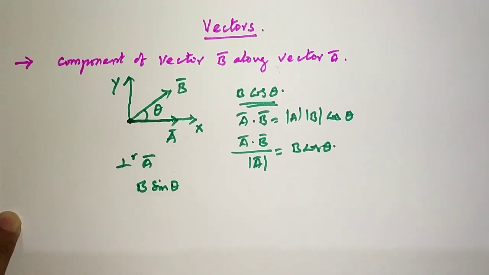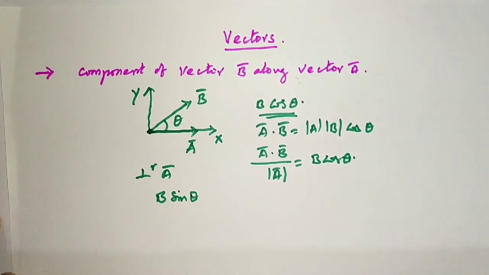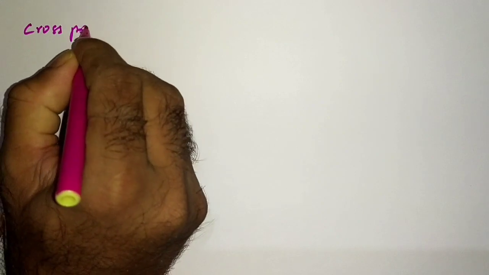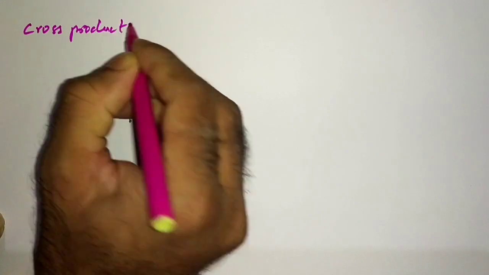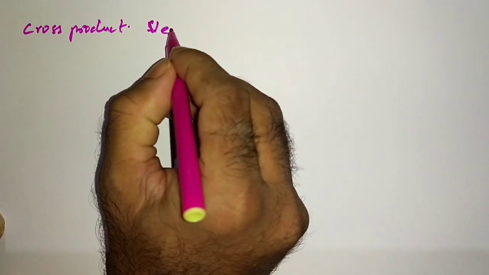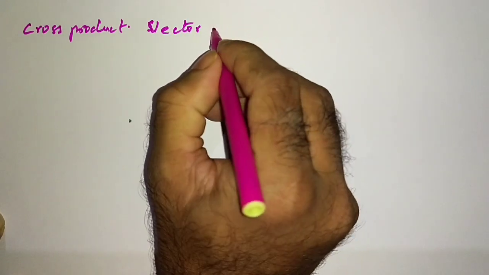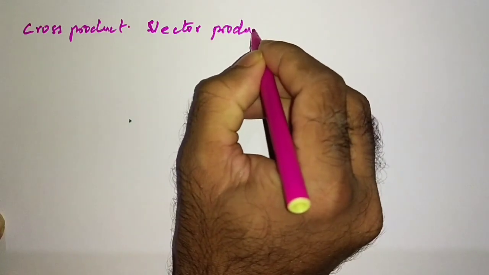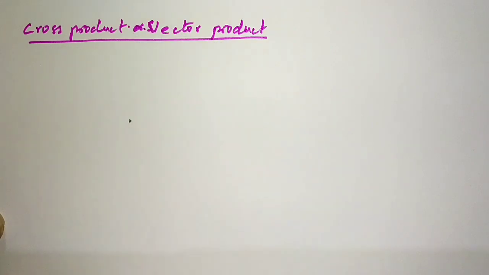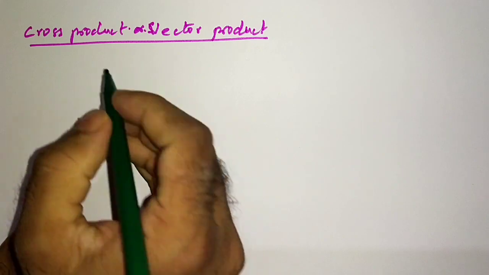Right. Coming to today's topic. Today we are going to discuss the cross product of two vectors, which can also be called the vector product. That means when you multiply two vectors, again you will be getting a vector.